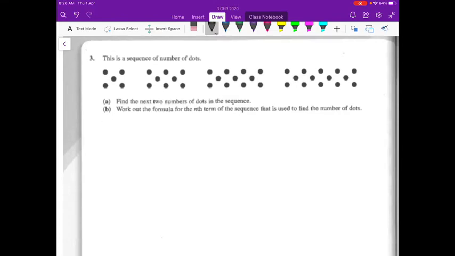So this is a sequence of number of dots. Diagram 1, diagram 2, diagram 3, diagram 4. So this is like our term 1, term 1, term 2, term 3, term 4. Part A. Find the next two numbers of dots in the sequence. So we have 5, 6, 7, 8, 9, 10, 11. Oh, plus 3. Yeah, correct. So we are just adding 3.